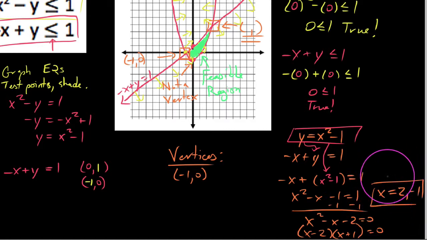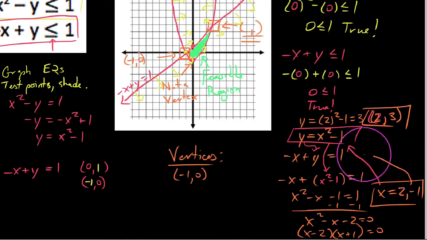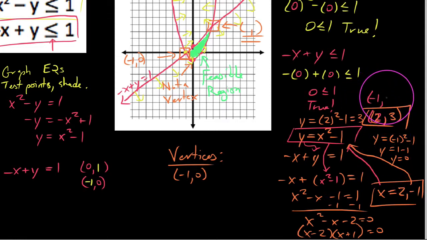So to find the y values associated with these, we have to plug them back in. All right, when x is 2, plug that back in. We say y equals 2 squared minus 1, so we get 4 minus 1 is 3. So we get the point (2, 3). And if we plug in -1 into this equation, y equals (-1) squared minus 1, so we get y equals 1 minus 1, y equals 0. So when the x value is -1, we get 0 for y.